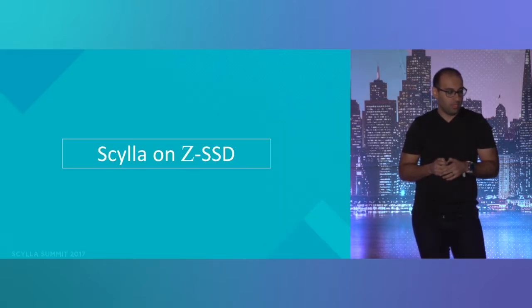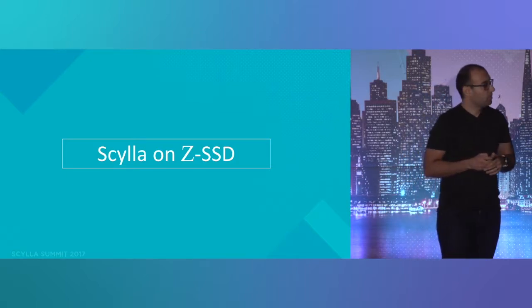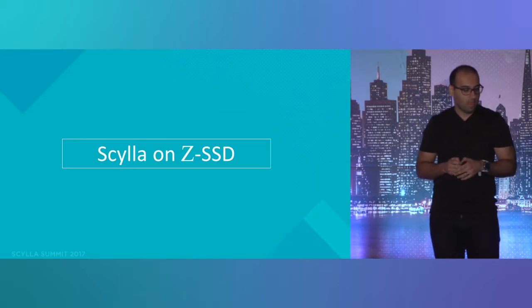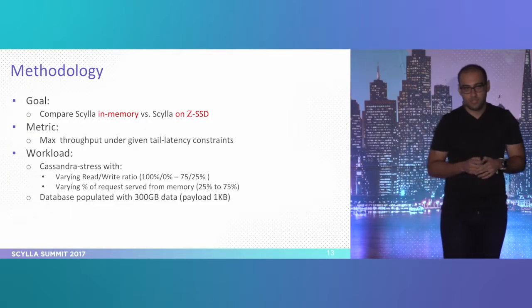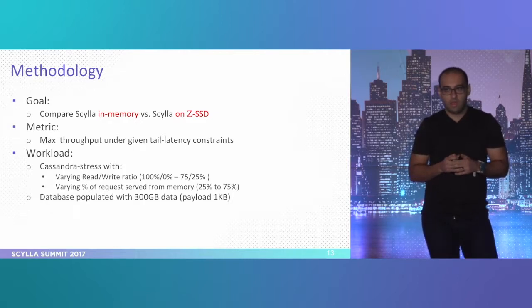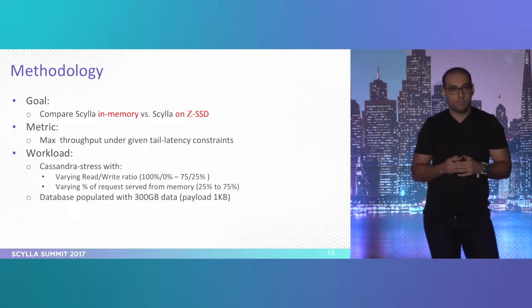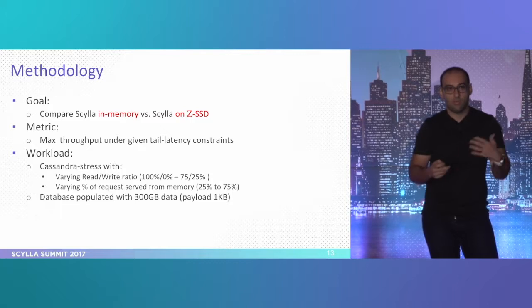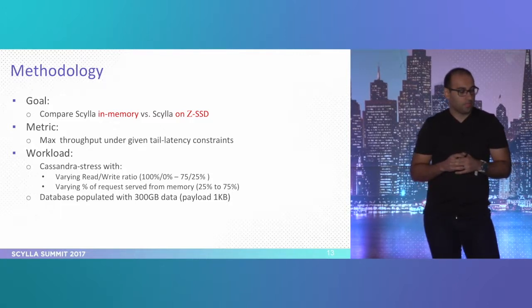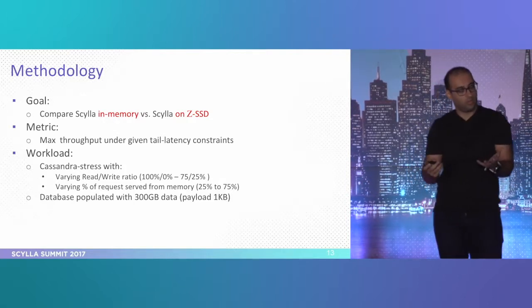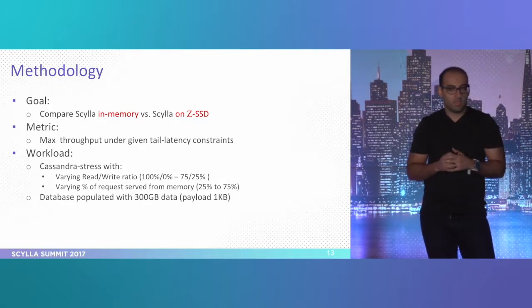So next, we switch gears, and we look at Scylla and Z-SSD. Basically, our goal over here is to compare Scylla in memory versus Scylla on Z-SSD. The metric that we are using is we try to maximize the throughput while keeping the tail latency at some level. Let's say 95 percentile at 1 millisecond. And with that constraint, we're trying to maximize the throughput of the system and see how much we can get out of it. The workload that we use is Cassandra stress.